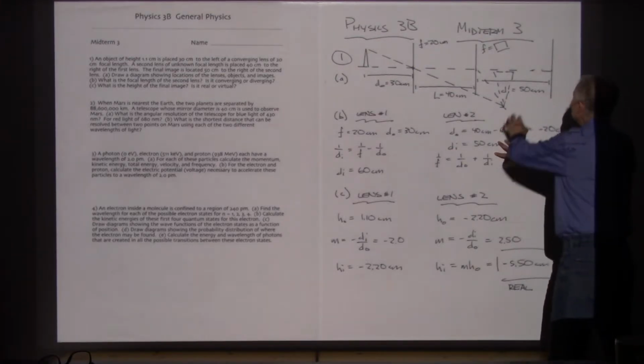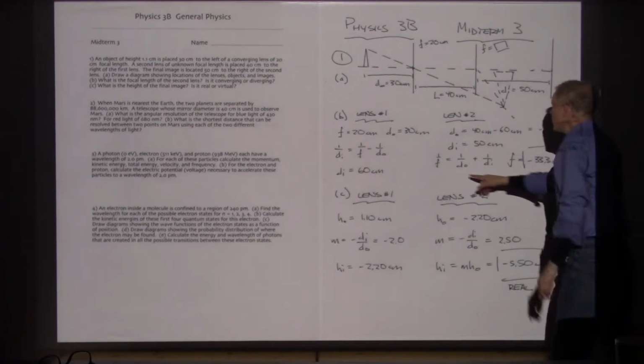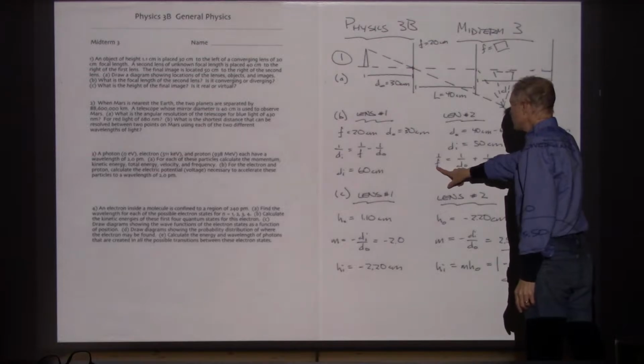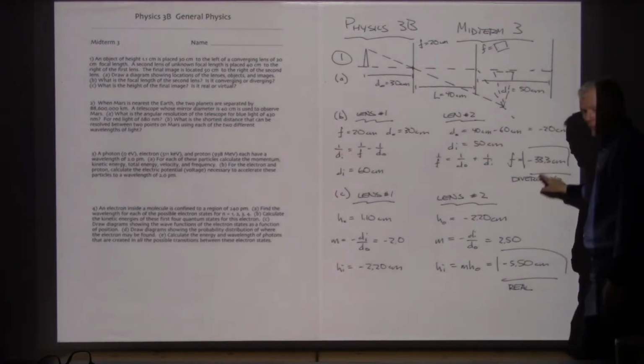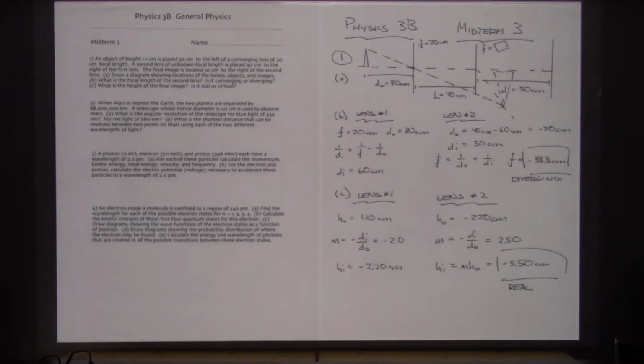The DI we were given is positive 50. I can calculate the focal length now needed. The focal length needed is minus 33.3 centimeters, and that would make it a diverging lens.